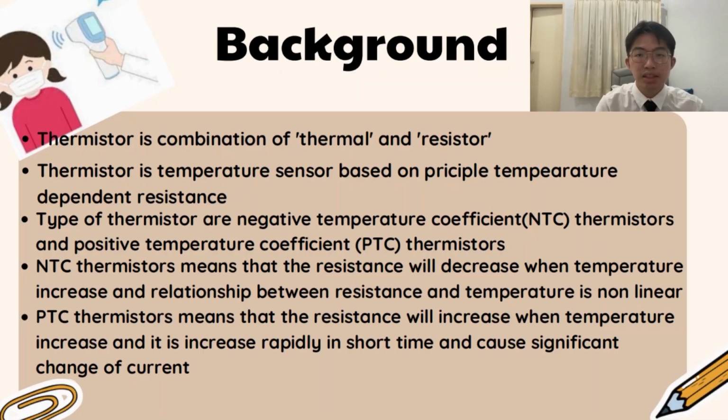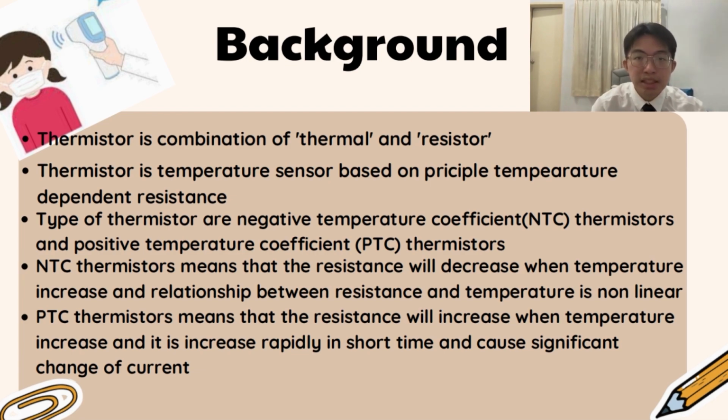The word thermistor is a combination of the words thermal and resistant, because a thermistor is a temperature sensor and is based on the principle of temperature-dependent resistance. And due to this principle, thermistors can be used for a lot of applications. There are 2 common types of thermistor, which are the negative temperature coefficient thermistor and the positive temperature coefficient thermistor.